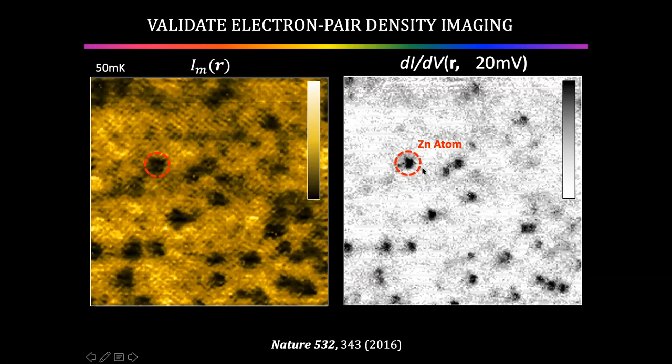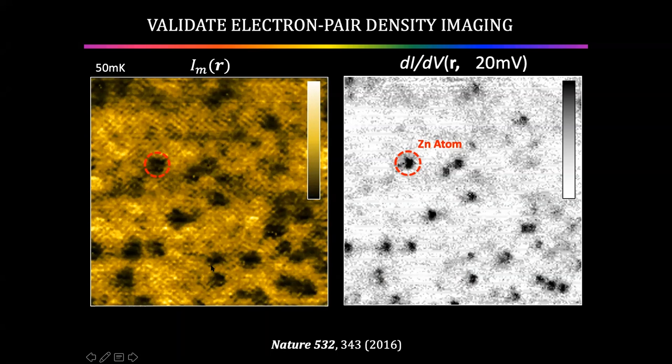There's a zinc atom here. There's a zero in the pair current here. There's a zinc atom here and here. There are 2 zeros in the pair current, here and here, et cetera. Correspondence is excellent. Wherever you put a zinc atom, there's no pair current. And this is the a priori reason to believe that this is an image of the pair density.